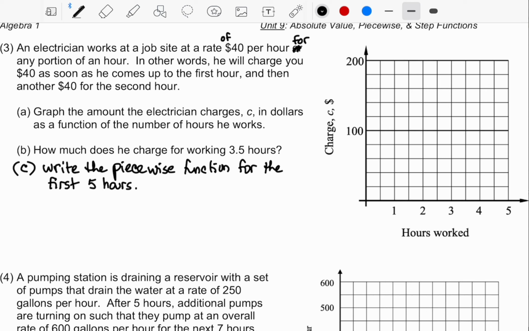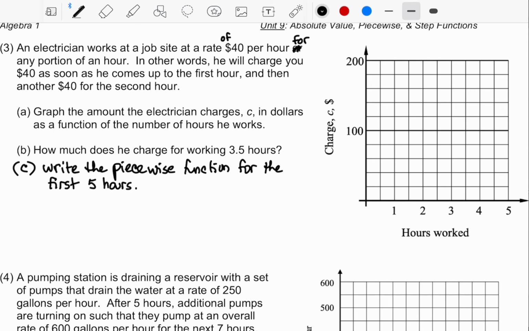All right. But in this case, the second the electrician starts work on the job site, $40 in the books. All right. Then once he reaches 1 hour worth of work, if he were to stop at that exact moment, all he would get would be $40. But going 1 second over, now he's got another $40. All right, so we want to model this in a graph.